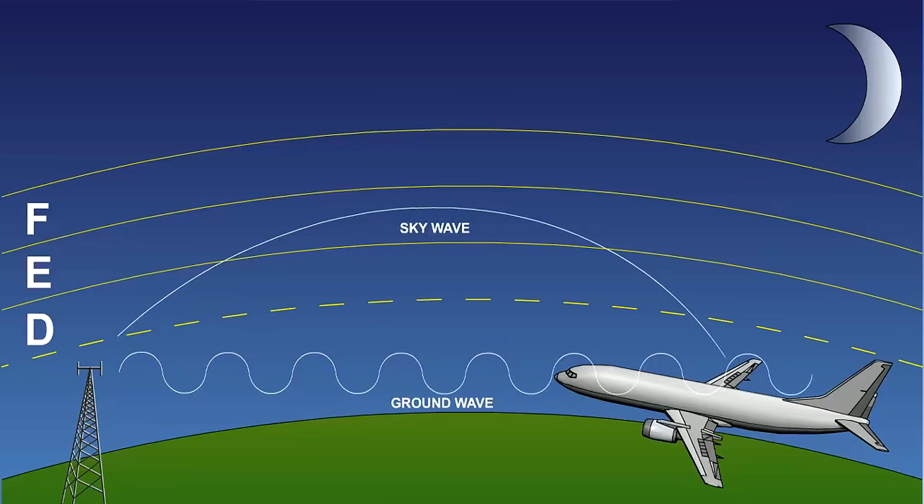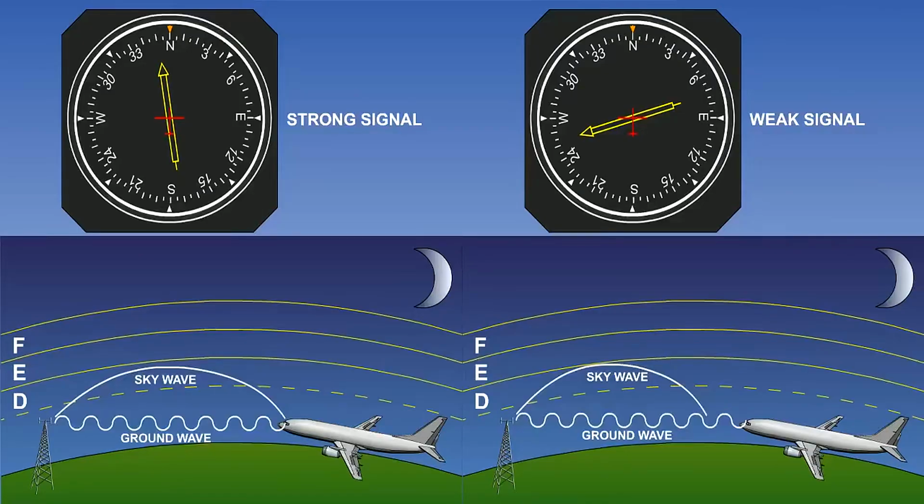The effect is most pronounced at dawn and dusk, as the ionosphere is changing both in intensity and height. The ADF needle may wander, and the audio may fade as the two signals drift in and out of phase with each other.